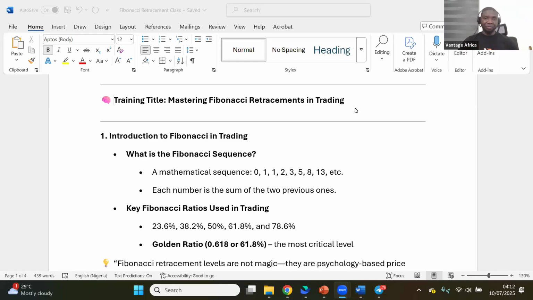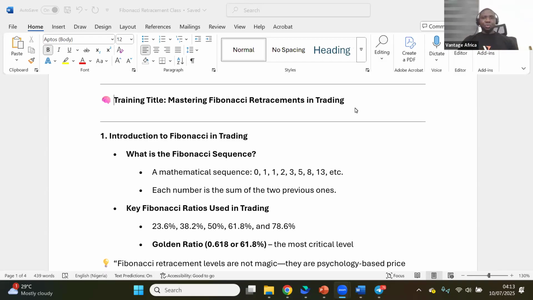I know some of us have heard of Fibonacci before. Some of us don't understand it. Some of us have understood it a little bit. Some of us have not heard of it at all. Right? The goal of this class today is to help us understand Fibonacci. Where did it originate from? How does it work, and all of that? We'll go through that. Probably in another class, we'll be going in depth into practical sessions. But today is for us to understand the Fibonacci levels and how they work.